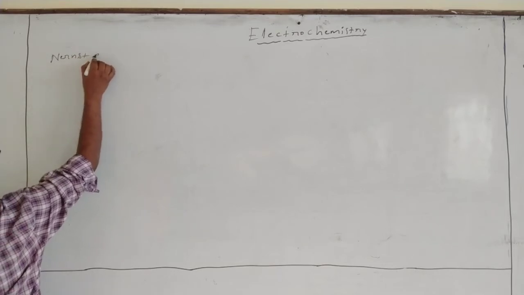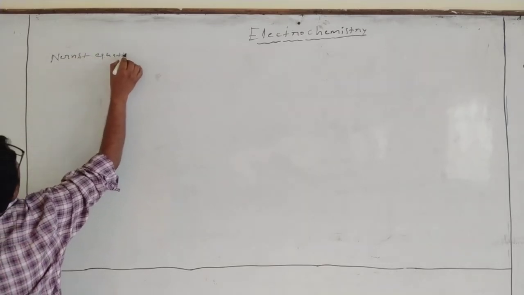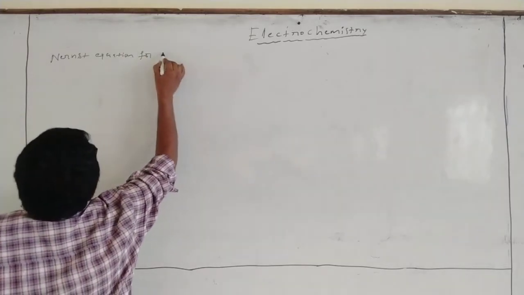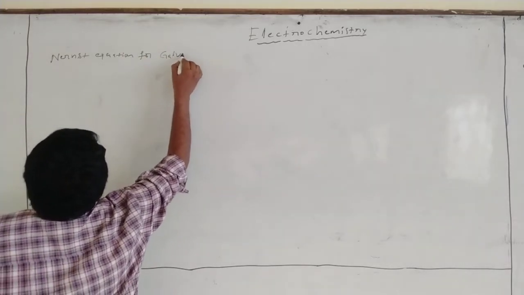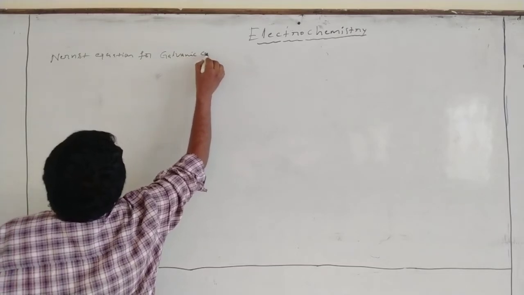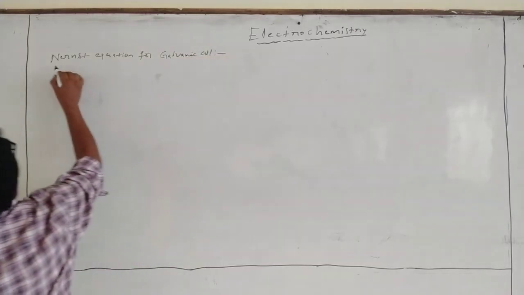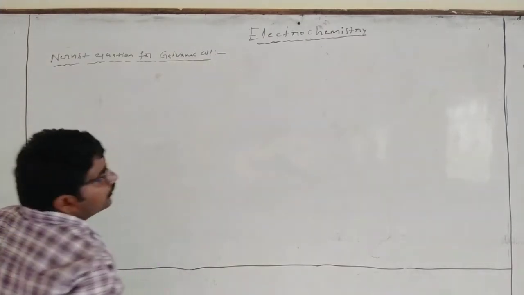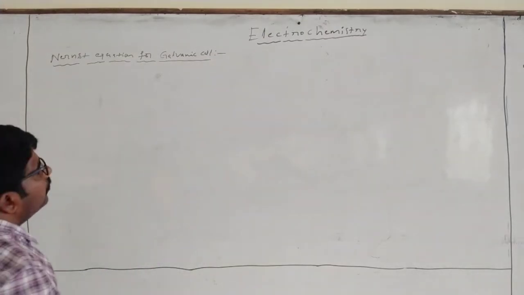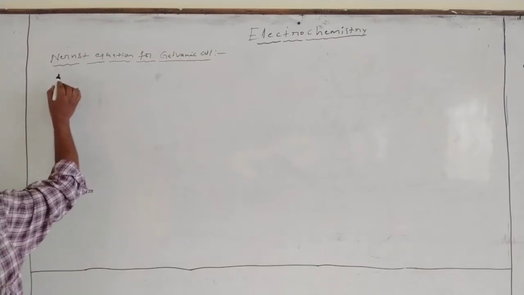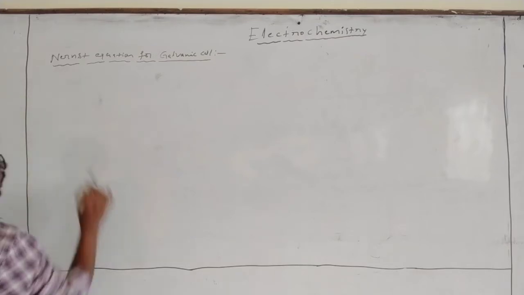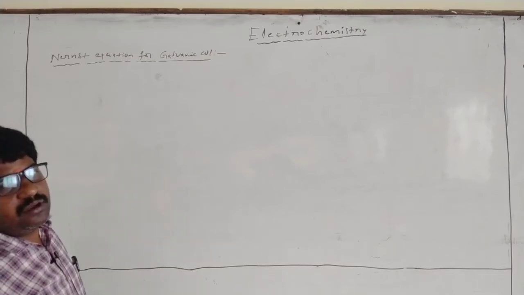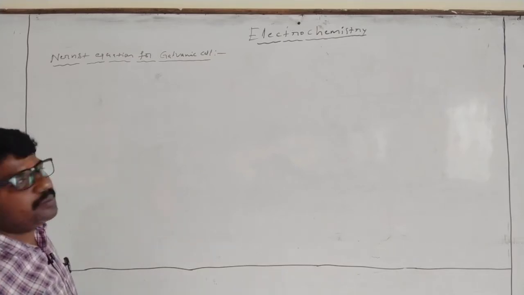Nernst equation for galvanic cell. Galvanic cell. Then how to write? You know very well that a galvanic cell means the anode is the zinc half cell and the cathode is the copper half cell.